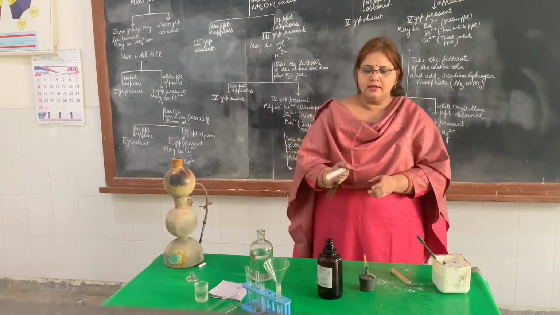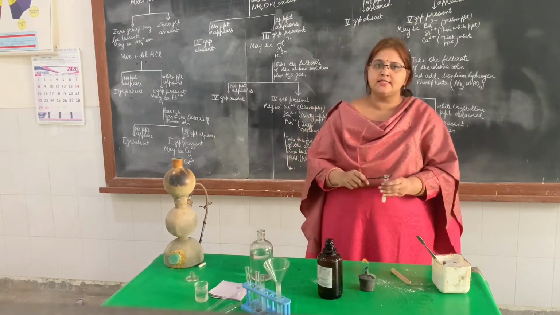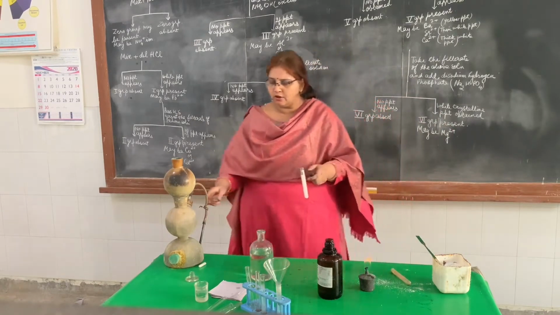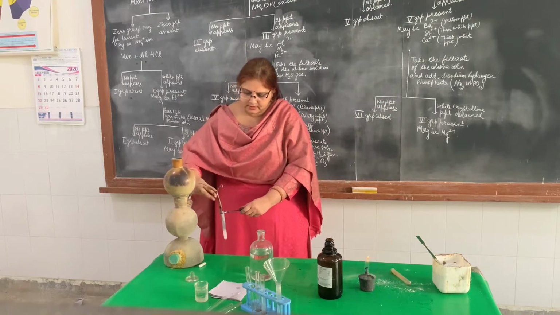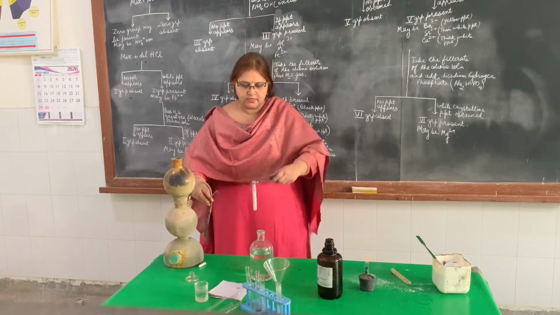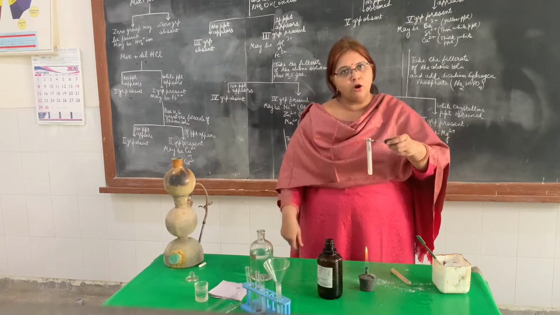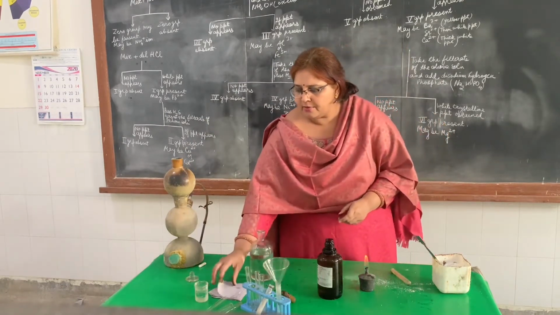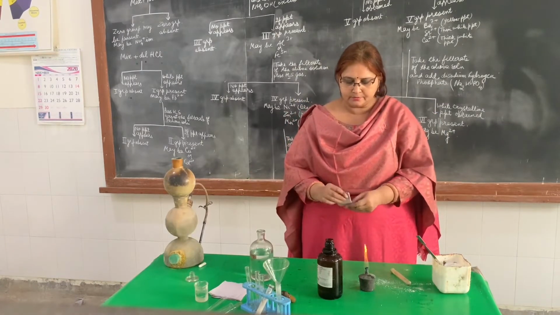Shake it well. And then what? For group 4, we have to pass H2S gas. As we have passed in the case of nickel, we will pass H2S gas in case of zinc. See what happens? A dirty white precipitate will be obtained in case of zinc. Filter off the precipitate and do the confirmatory test from this precipitate in case of zinc.